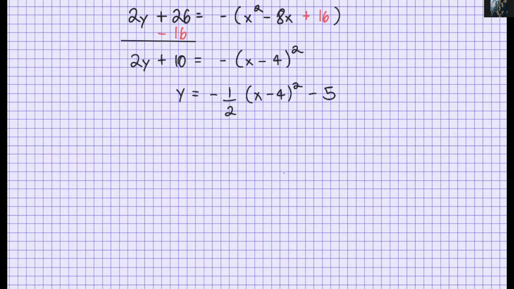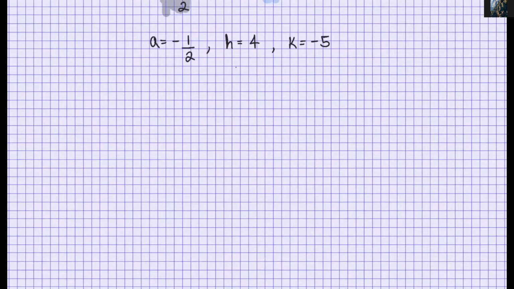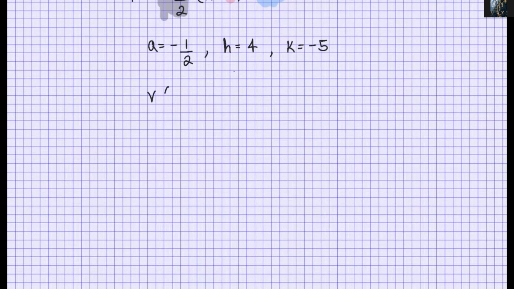Once you reach the vertex form of the equation, you know that you have all the necessary information to graph the properties. You have the value of a, which is negative 1/2, the value of h, which is 4, and k is equal to negative 5. From here, we will get the properties. We know that the vertex will be (h, k), so it is (4, negative 5).